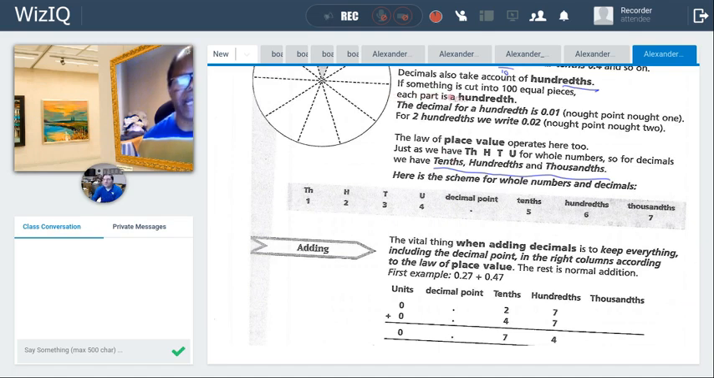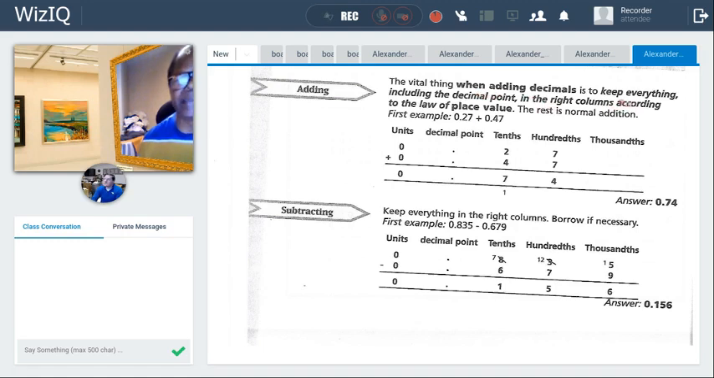The vital thing when adding decimals is to keep everything, including the decimal point, in the right columns according to the law of place value. Exactly what we talked about before. The rest is normal addition. So for example, this first example is 0.27 plus 0.47. So 0 is the units here, because we are talking of the decimal place, so we're going that way.